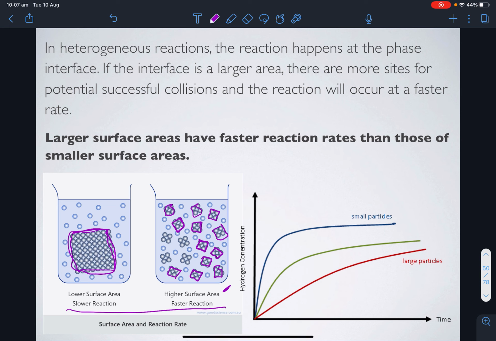So here graphically, we've just got something like hydrogen concentration over time. If you have large particles, you can see that we've got a less steep curve, and the smaller particles have the steeper curve. So the reaction happens at a quicker rate.